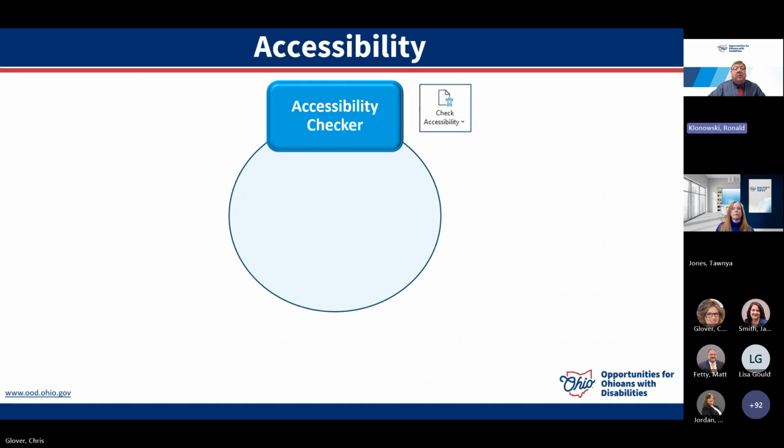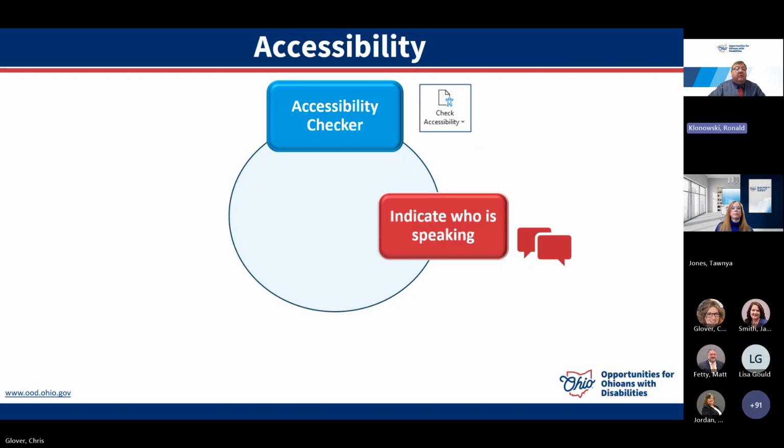Also, in our delivery, we mention each other by name as the conversation goes back and forth. This is to indicate who is speaking. This can be helpful when attendees are receiving this information through services like American Sign Language interpretation and live captioning.